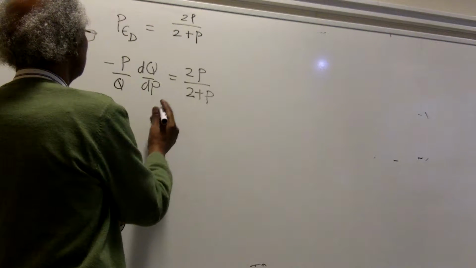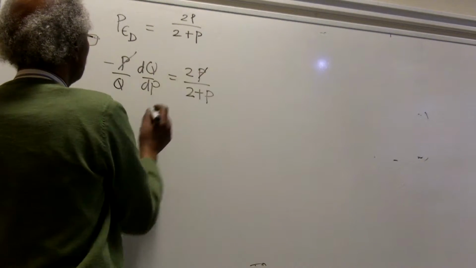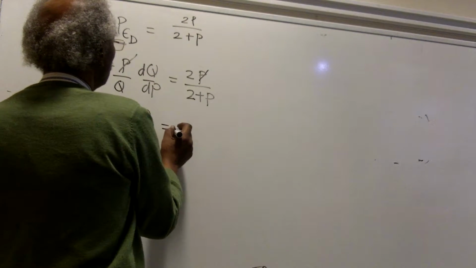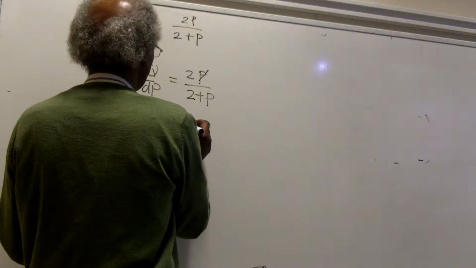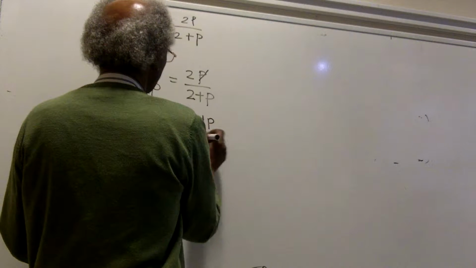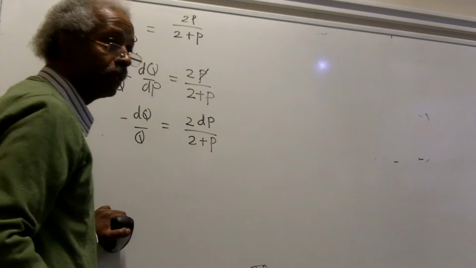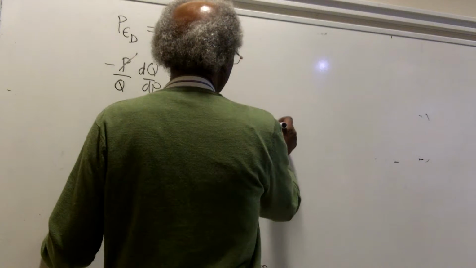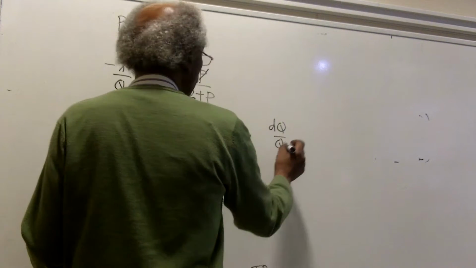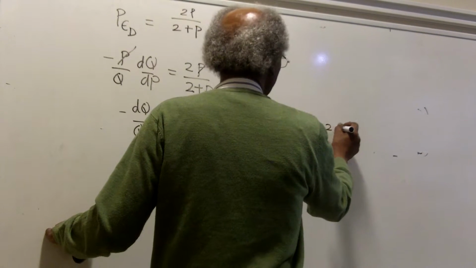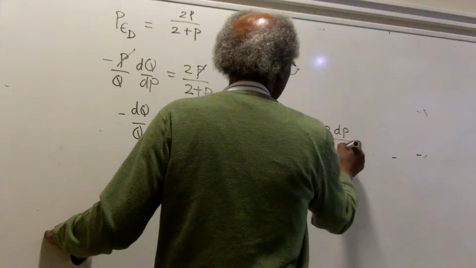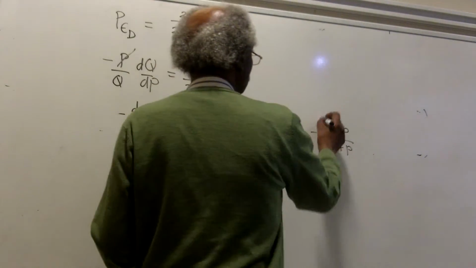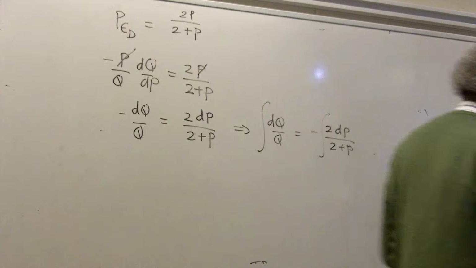You start off by separating the variables. First of all, I get rid of this P. Separate the variables. I have dQ over Q is equal to twice dP over 2 plus P. I can write this as dQ over Q equal minus 2 dP over 2 plus P. And then integrate this side and that side.